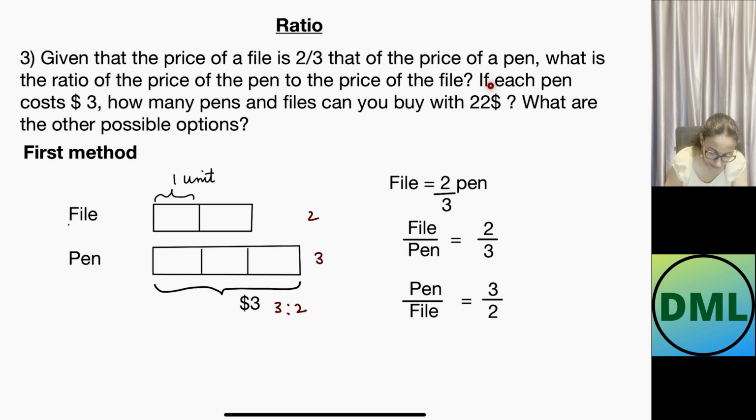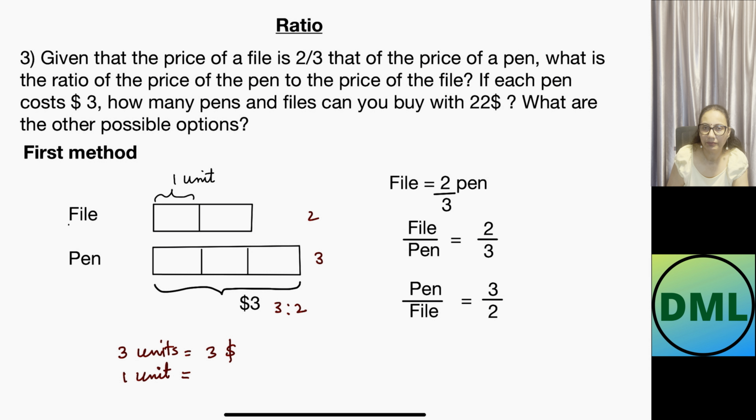He gave us that each pen costs $3. That means this is the cost of one pen, which is basically 3 units. 3 units is going to show you $3. Let's write it down here: 3 units is equal to $3. I need to find out the answer for 1 unit. Let's write down here, 1 unit.